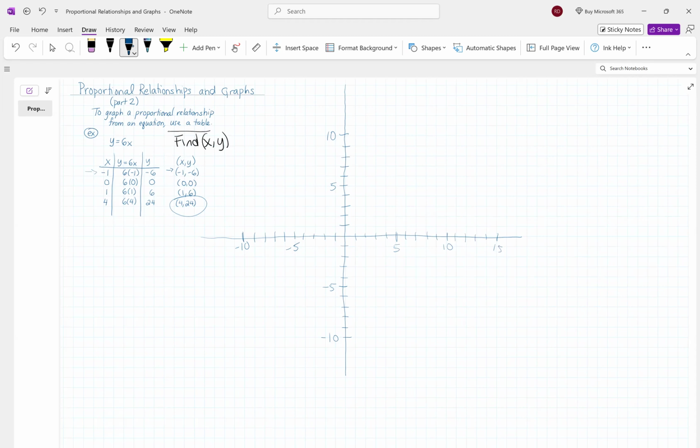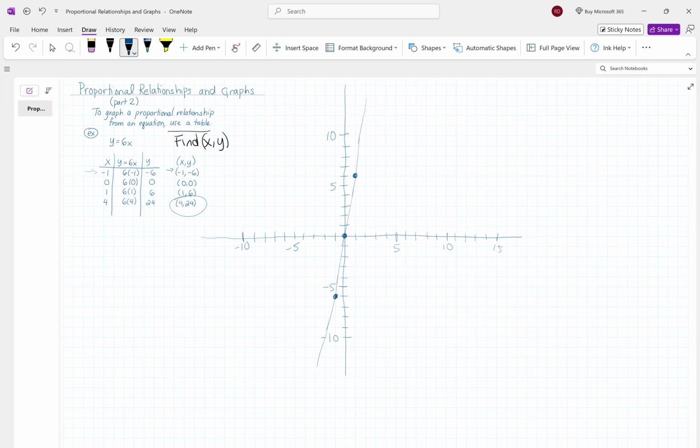So I'm going to start with -1, -6 is down here. Then I have 0, 0. Then I have 1, 6. And then my 4, 24 would be way off my graph. So I'm just going to ignore it for the time being and just draw my line like this.